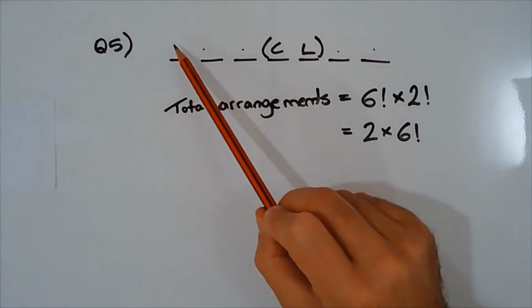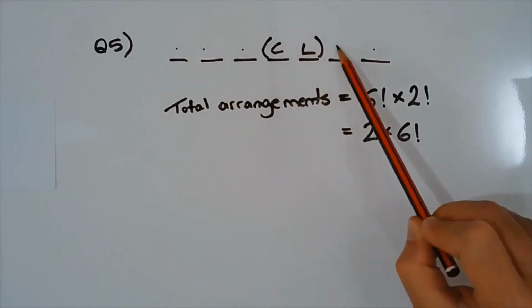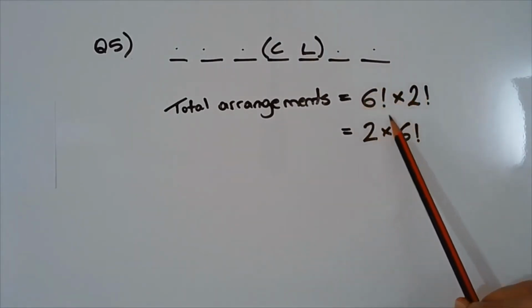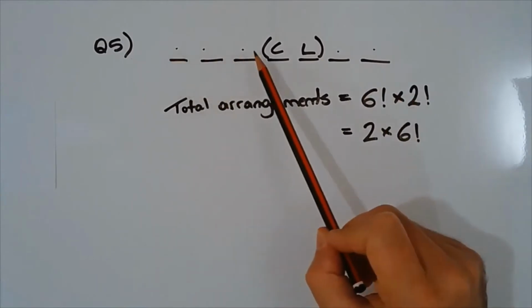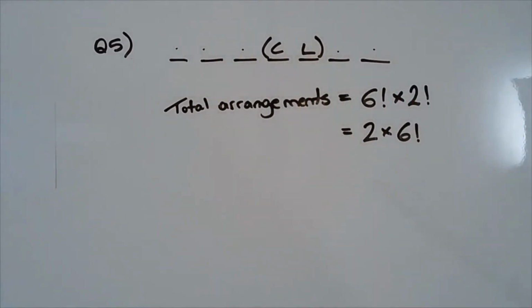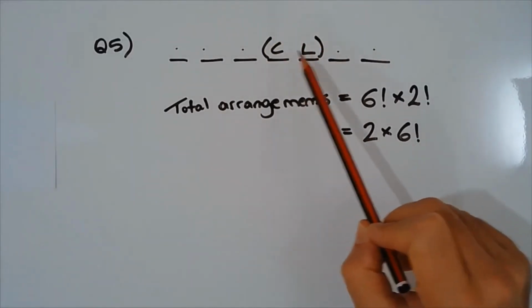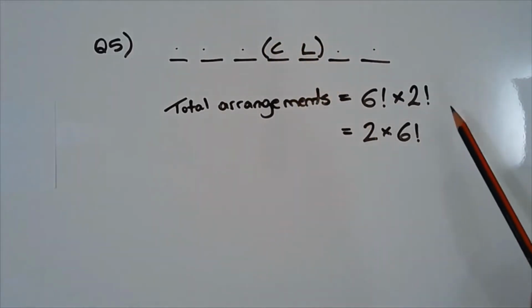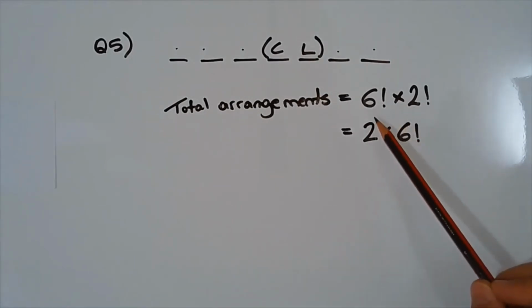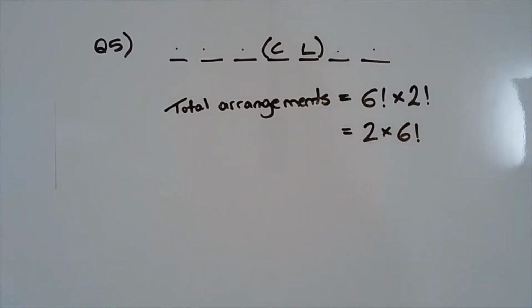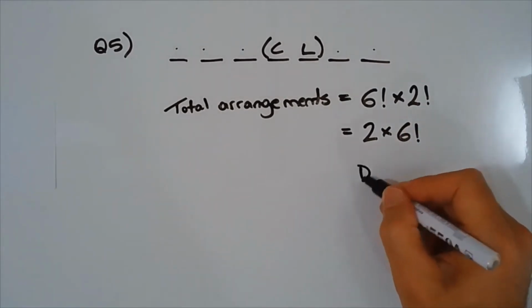Now that means there are 1, 2, 3, 4, 5, 6 items that can be arranged in any order. So there's 6 factorial ways of arranging these 6 items. The C and the L behave as if it was 1 item. But within this set of brackets, the C and the L can change places, and there are 2 factorial ways of that occurring. So the total number of arrangements is 6 factorial multiplied by 2 factorial, which is 2 times 6 factorial, which is option D.